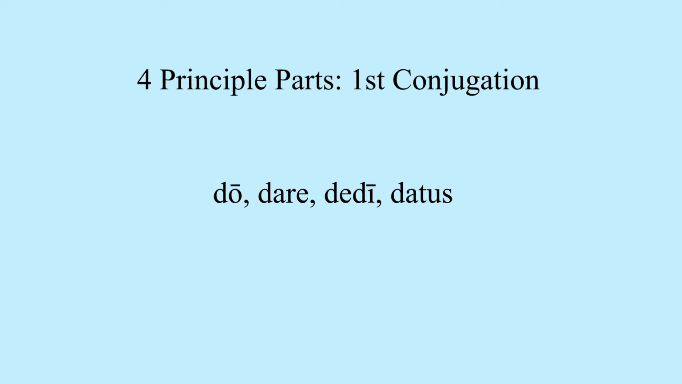So for the verb to give, do, dare, dedi, datus, you simply have to remember the four principal parts. So make sure to commit them to memory. And even for this one, even though it is irregular, we're noticing that it's really only the third principal part that's a little bit different.